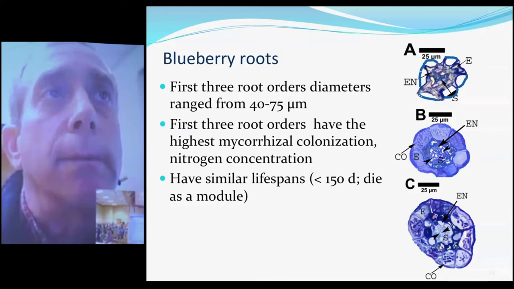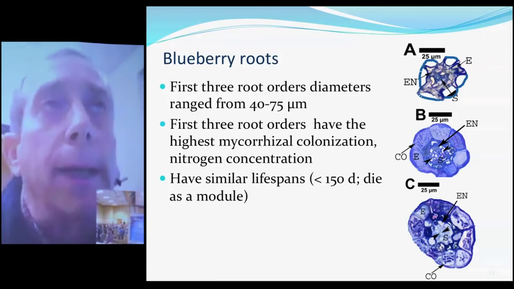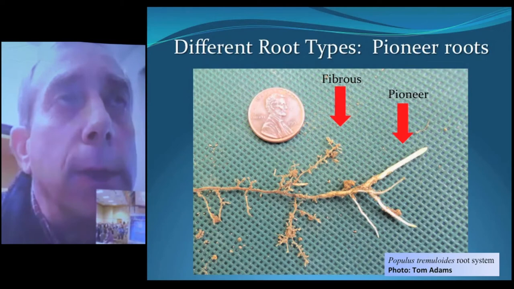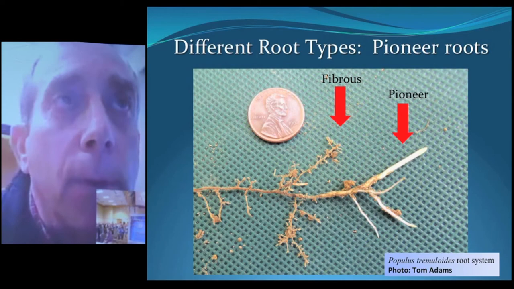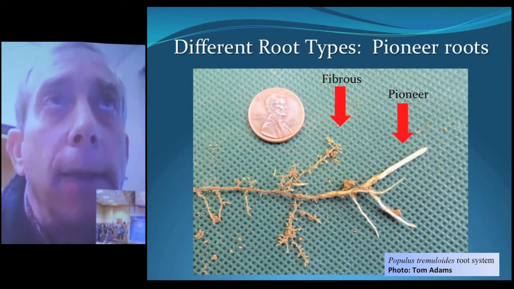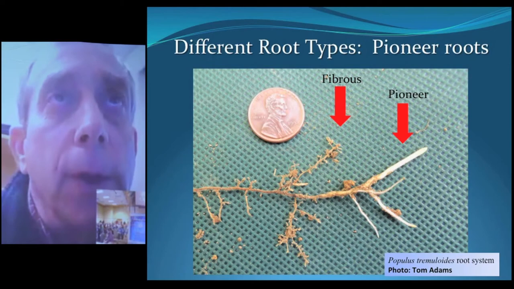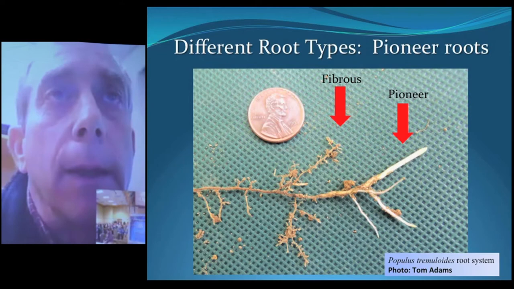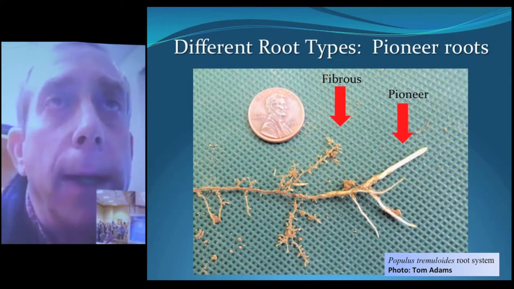Now, I'm going to jump here and talk about something that is also important to recognize when you're looking at roots. Simply put, not all roots are born the same. Some are born with different developmental roles than others. We often refer to the two major root types as pioneer and fibrous. The fibrous are the roots that I was just talking about. Those are the primary absorptive roots that are fine and branch out. But those long white roots that are unbranched, and I'm showing an example of Populus tremuloides, but you can see it in apple too, those roots are what we call the pioneer roots. Now, pioneer roots have a very different role.